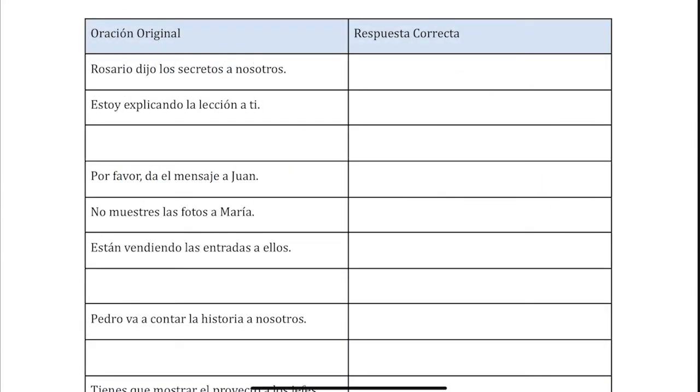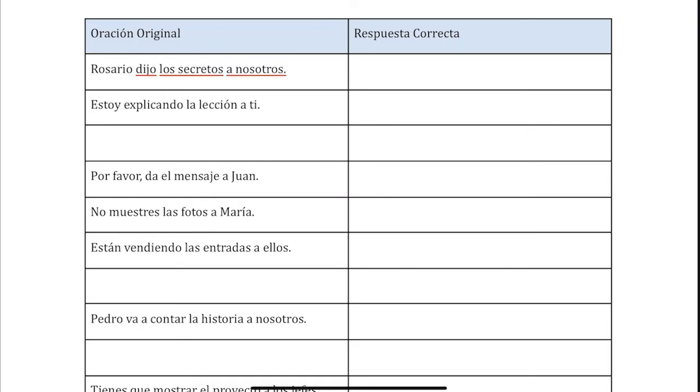To finish this practice, I am going to propose you some exercises here. I'm going to do the first two with you, and then you can stop the video and complete them all. In the first one, Rosario dijo los secretos a nosotros. I'm going to first single the verb. What is the verbo? The verbo is dijo. She said the secrets to us. In this case, I have two objects right here, being one, los secretos, and the second one, a nosotros.